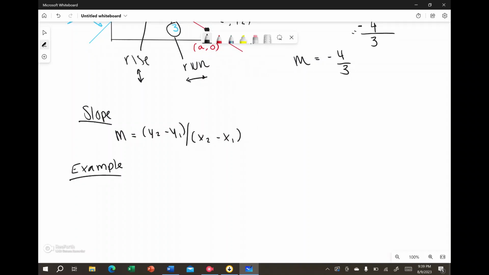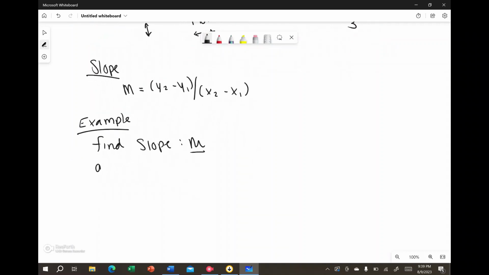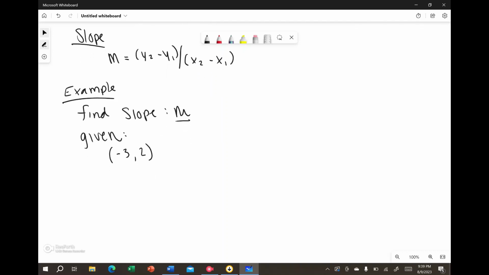So let's get into an example, and let's be asked to find the slope of the line that passes through 2 points, these points being (-3, 2) and (5, -2). We know that these are going to be assigned the values (x1, y1) and (x2, y2). It doesn't matter which one is assigned x1 and x2, but it only matters that they are consistent, where both are assigned the 1 subscript and 2 subscript.